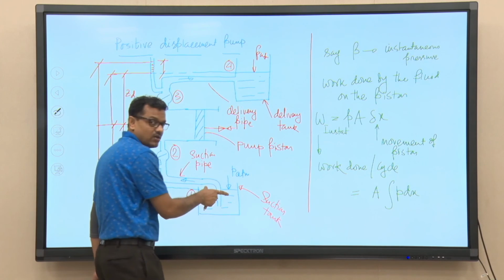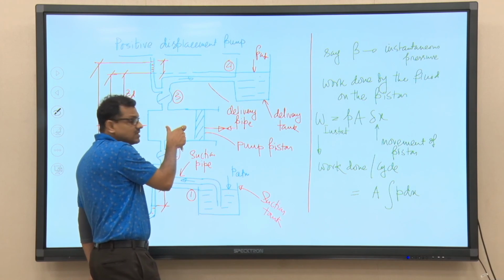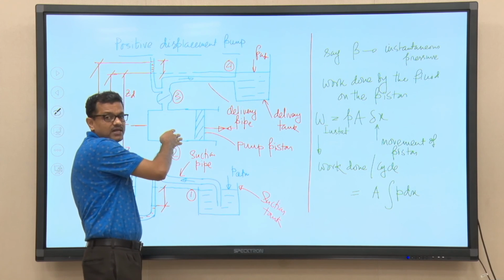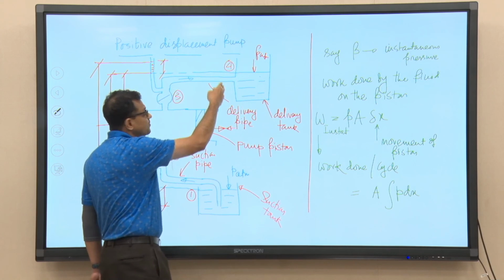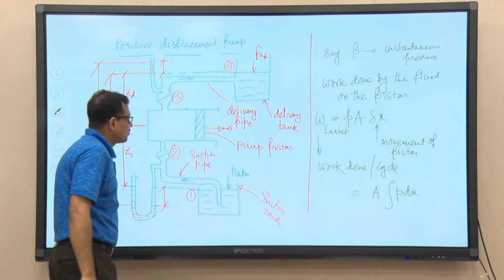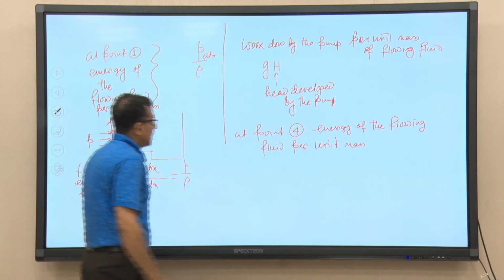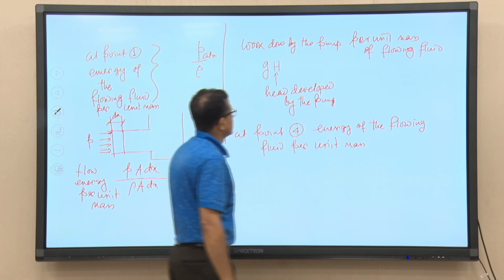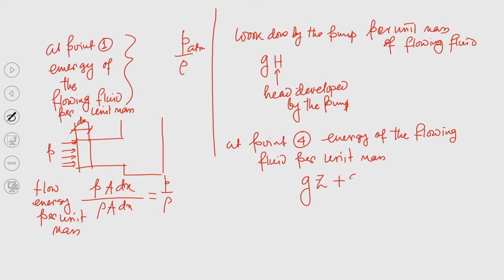We have already calculated the energy of the flowing fluid at point 1 per unit mass, and the work done by the pump per unit mass of the flowing fluid. Because of that work done, we are getting a higher amount of energy at point 4. If you would like to calculate the energy at point 4, the energy of the flowing fluid per unit mass, what will be the expression? That will be G Z plus G into H, right.